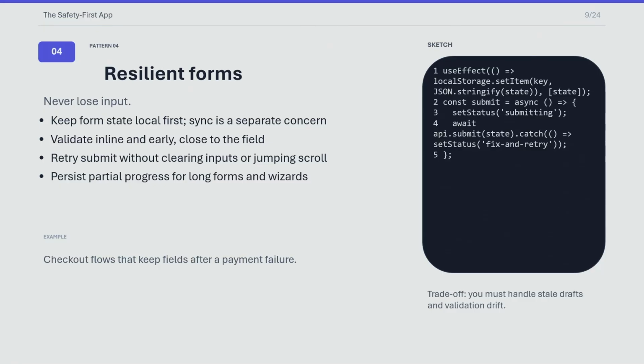And some examples of that could be checkout flows that keep fields after a payment failure. Payment failures, from what I've seen, always happen in two different kinds. Either you fail and they wipe out your credit card field and everything else that goes with it, which is a headache for a lot of users, or they just wipe out the credit card field. And oftentimes people, of course, prefer the latter to the former. So it's a key consideration.